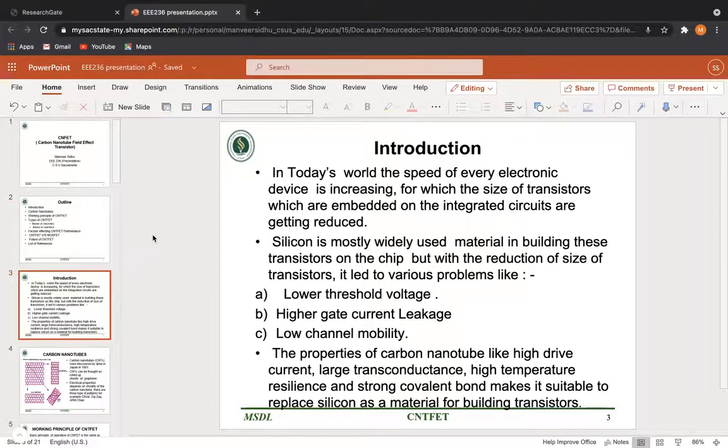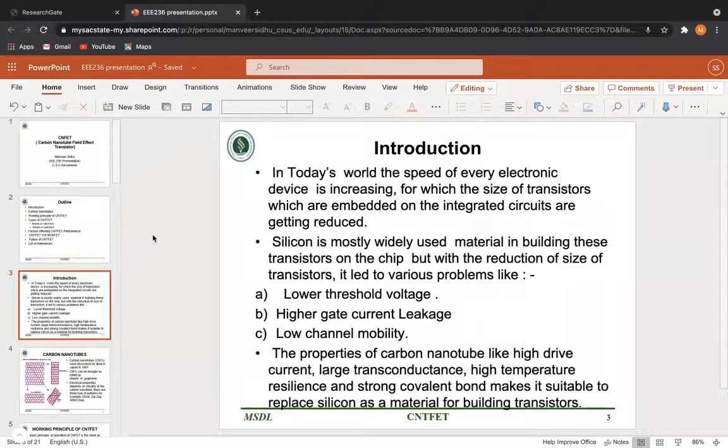In today's world, the speed of every electronic device is increasing, for which the size of transistors which are embedded on the integrated circuits are getting reduced. Silicon is the most widely used material in building these transistors on the chip. But with the reduction of size of these transistors, the silicon transistors start facing various problems like lower threshold voltage, higher gate current leakage, and lower channel mobility.